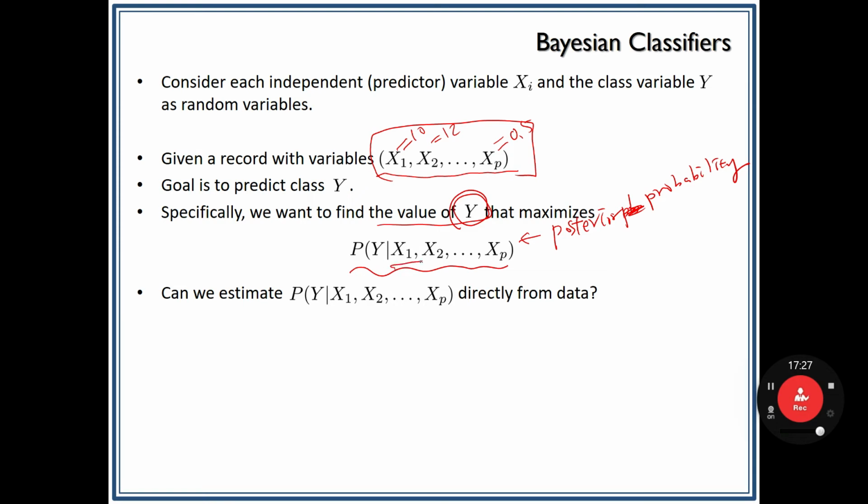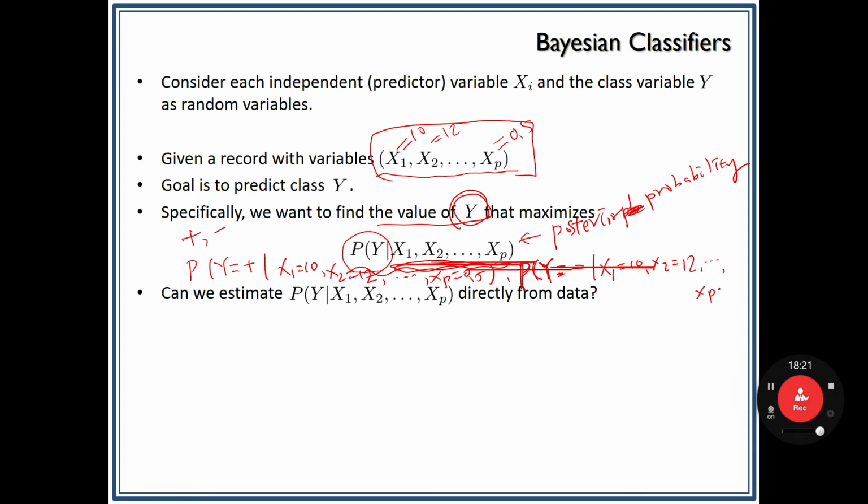Given these values, if we can find the probability of y, for example in the case of two classes, positive class and negative class, if we can find the probability y equals positive given that x1 is 10, x2 is 12, xp is 0.5, and if we can also find the probability that y becomes negative given that x1 is 10, x2 is 12, and xp is 0.5.